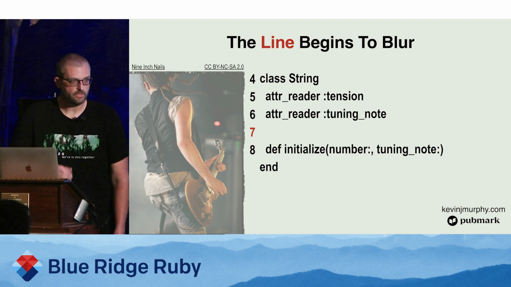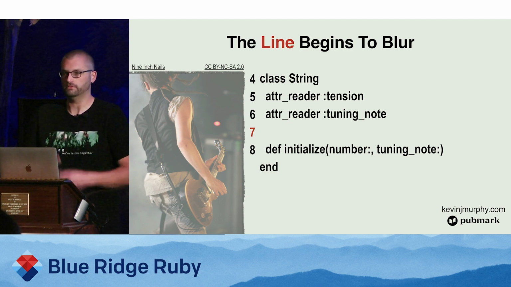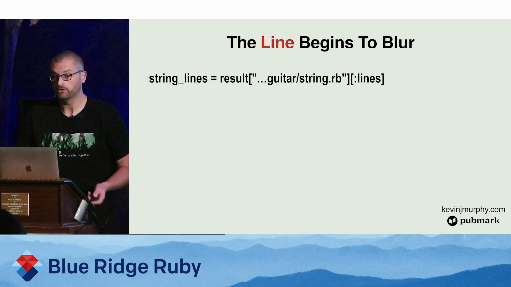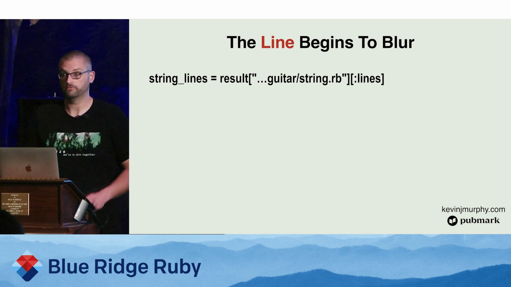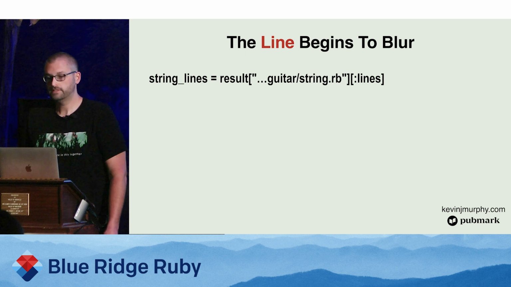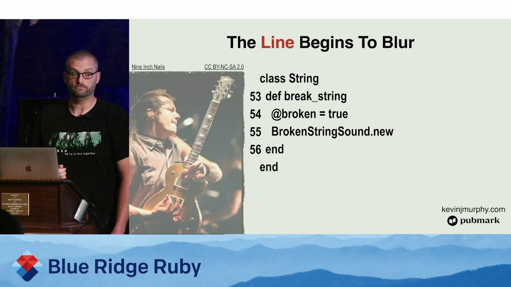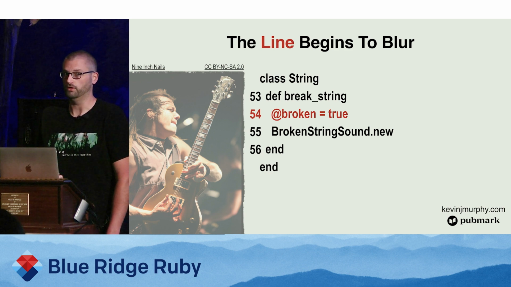It does this for comments, it does this for end lines, it does this for similar lines like that. So we're trying to figure out how many strings we've broken. So we need our lines coverage for our strings class. And we're going to say a string is broken when it sets that broken instance variable to true. And that's on line 54.